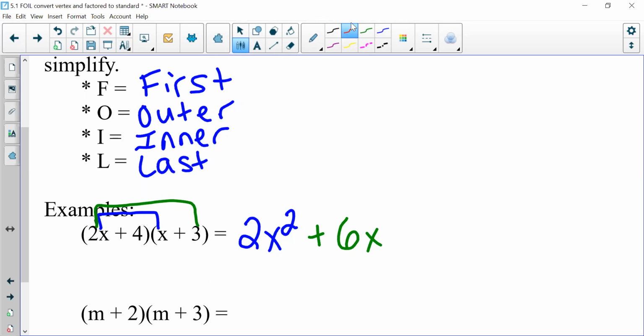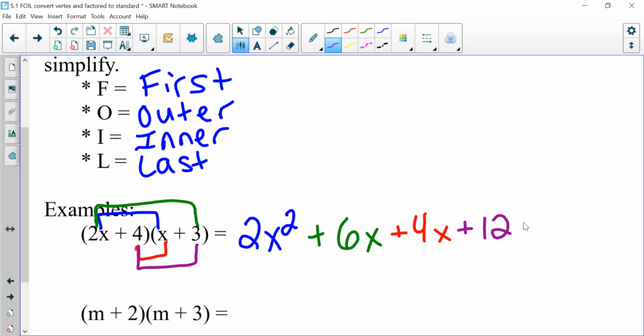Now what 2 terms are on the insides of each bracket? If we look at the 2 brackets, what's inside here? 4 and x. So what's 4 times x? Just 4x. Yep, and then we're going to multiply the last terms. 4 is the last term of this bracket, and 3 is the last one of that bracket. What is positive 4 times positive 3? 12. There we go.